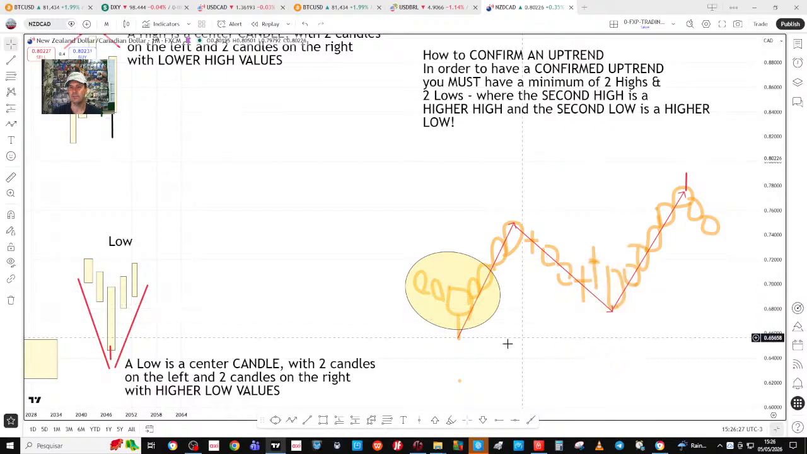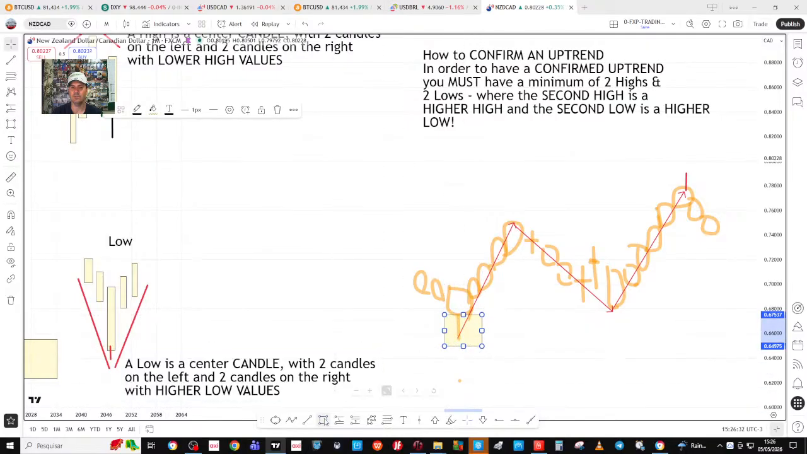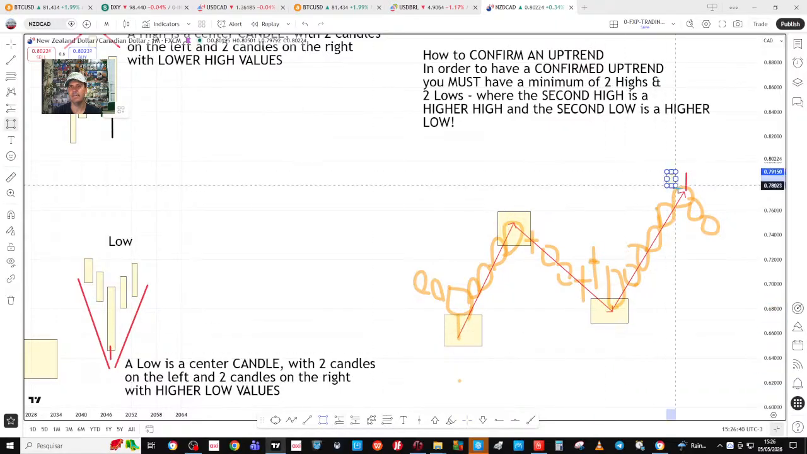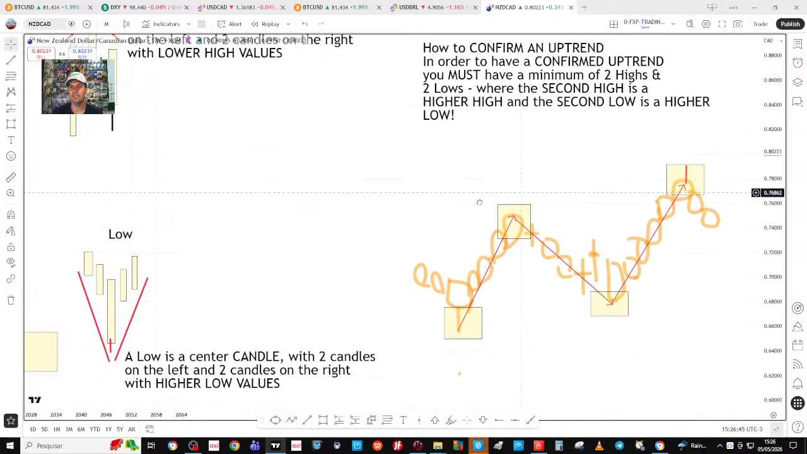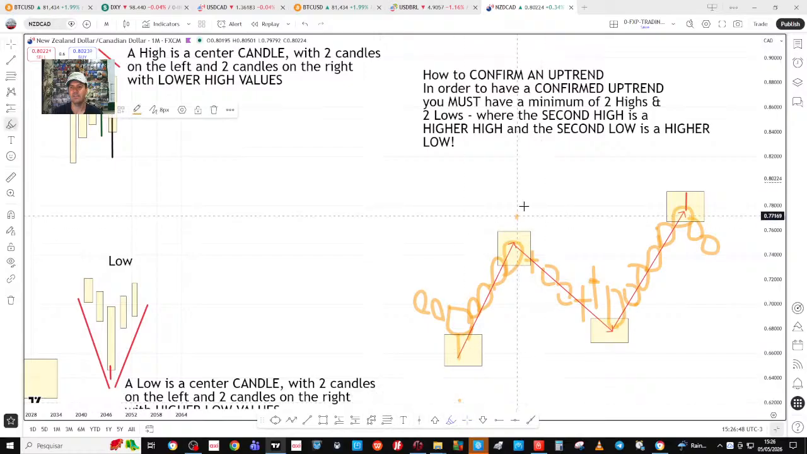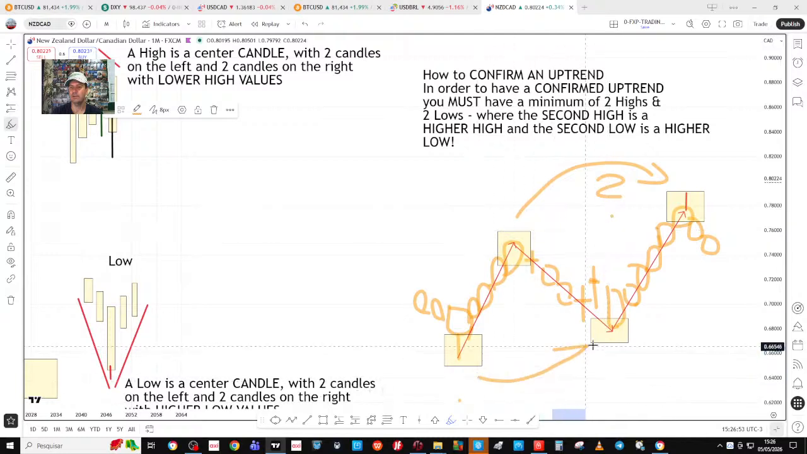Alright? So let's put rectangles. This is a low, this is a high, the first high, this is the second low, rectangle, this is the second high, rectangle. Everybody, is the second high a higher high? Is the second high a higher high? And is the second low a higher low? If the answer is yes, you have a confirmed uptrend, not before. Okay? Any questions so far?